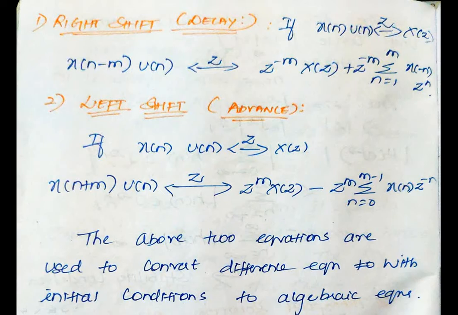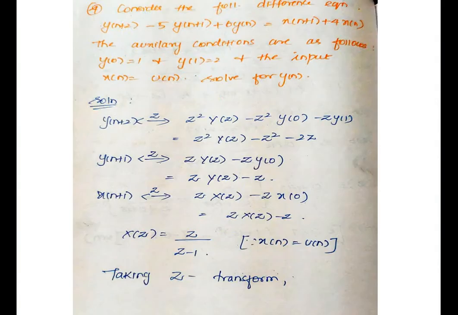Whenever it is an advanced signal of the format x of n plus m u of n, then on z transform it will give you z power m x of z minus z power m summation n is equal to 0 to m minus 1 x of n z power minus n. So these two equations will be used to convert the difference equation with the initial conditions to algebraic equations. So we have an example here. Never mind, I will give you an easier way to remember these equations.